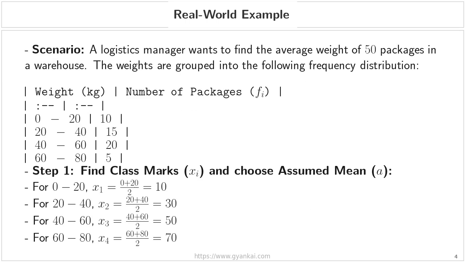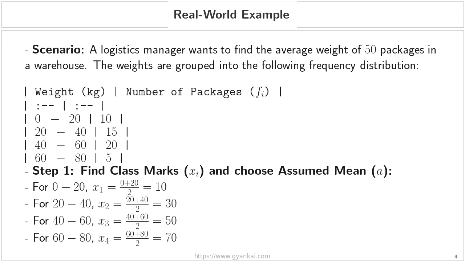To find each class mark, we take the midpoint of each interval by adding the lower and upper limits and dividing by 2. For the first interval, 0 to 20, the class mark x1 equals 0 plus 20, all divided by 2, which gives us 10. For the second interval, 20 to 40, x2 equals 20 plus 40, divided by 2, resulting in 30. Moving to the third interval, 40 to 60, x3 equals 40 plus 60, divided by 2, which is 50.